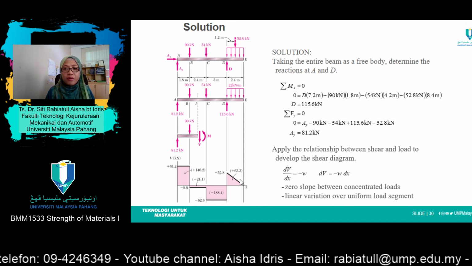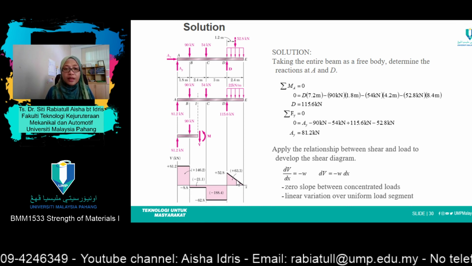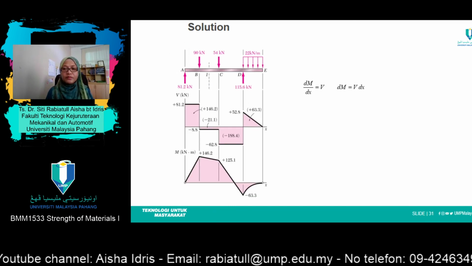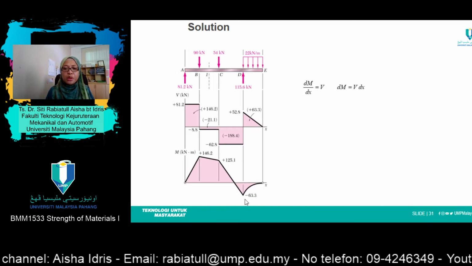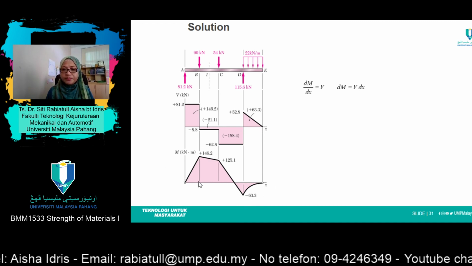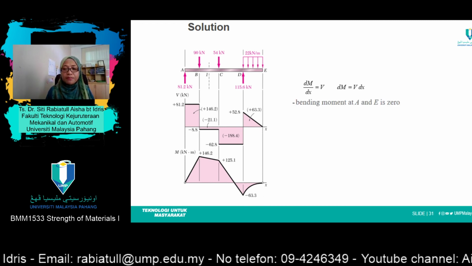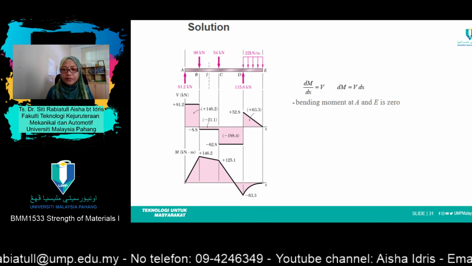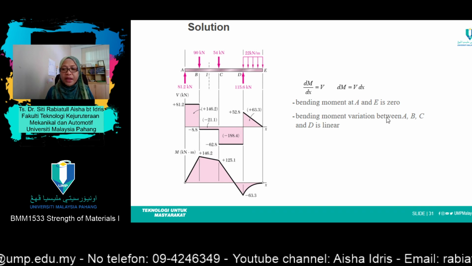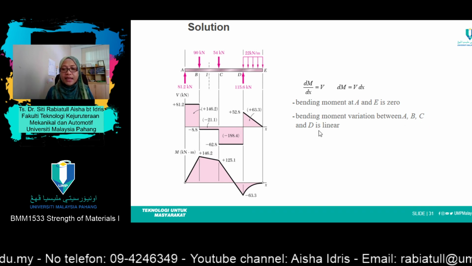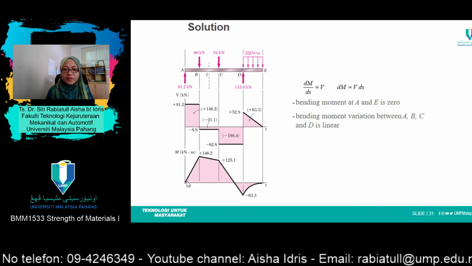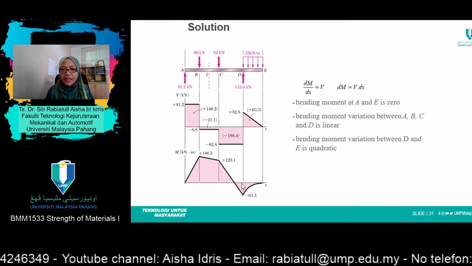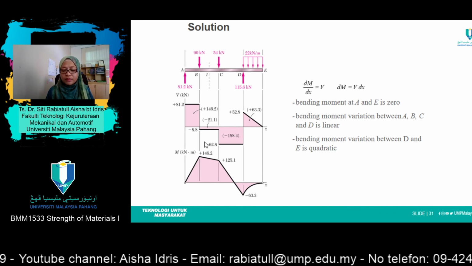Alright, as for this line, after integration, it will change to parabolic. So this is the graph for bending moment. Please be noted that bending moment at A and E is 0. Bending moment variation between A, B, C, D is linear. Okay, so linear graph. Bending moment variation between D and E is quadratic or parabolic.